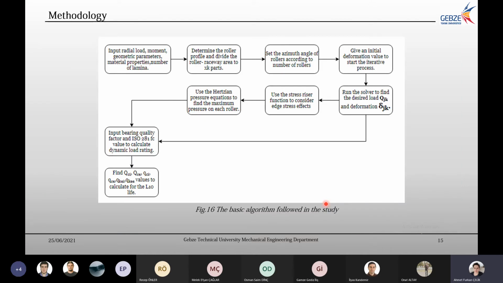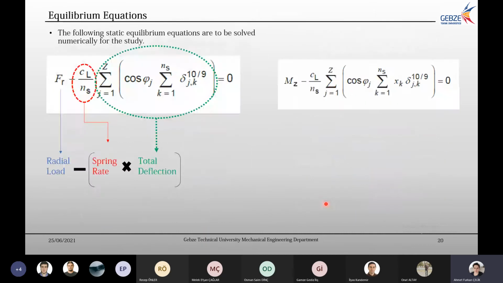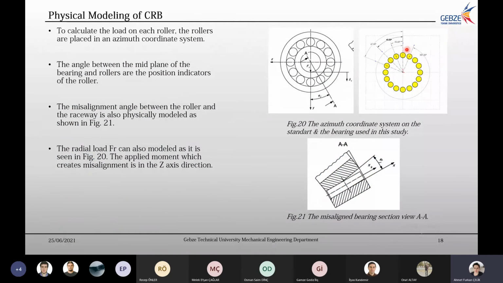So here's my methodology. I have some inputs like radial load, moment, the bearing geometry, etc. And then I determine the roller profile. Roller profile also changes from paper to paper, and it's critical. There are studies on roller profile optimization as well, and it's a good subject. And then we place our rollers. So we are trying to make a mathematical model of the bearing. We have an azimuth coordinate system, which looks something like here, the yellow one. As you see, all the rollers are placed at an angle, so I can make the calculations easier.